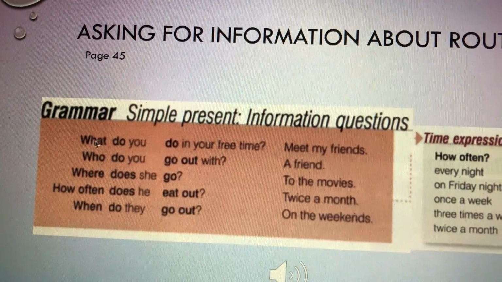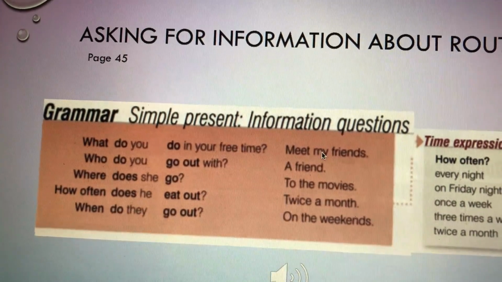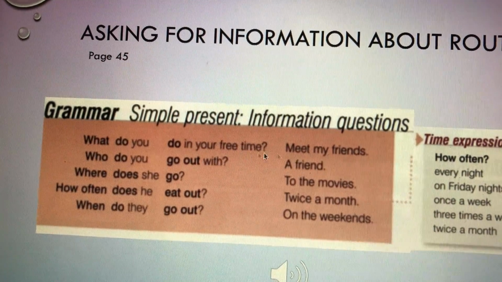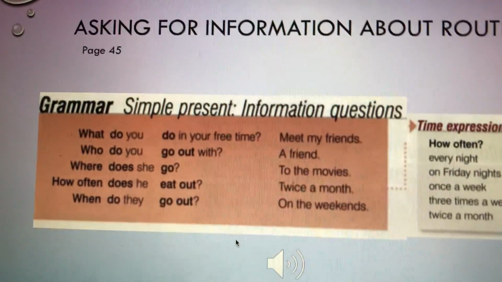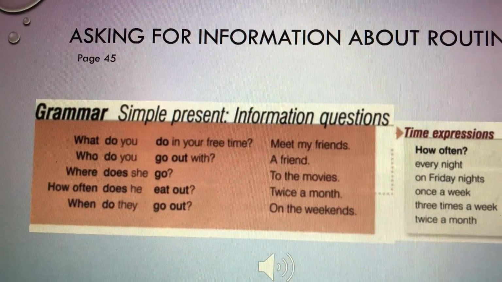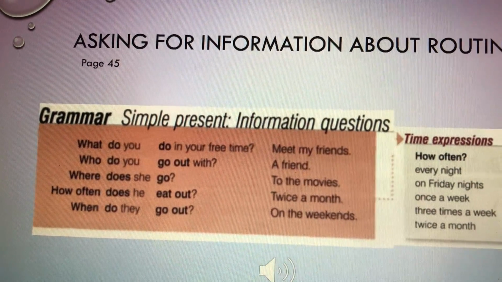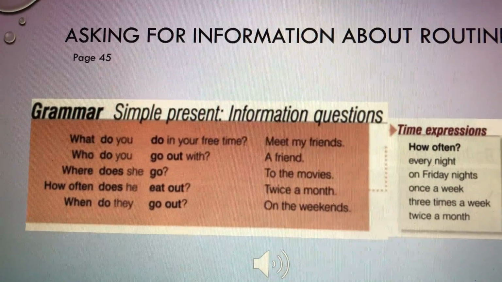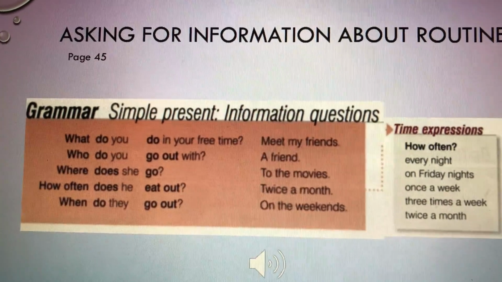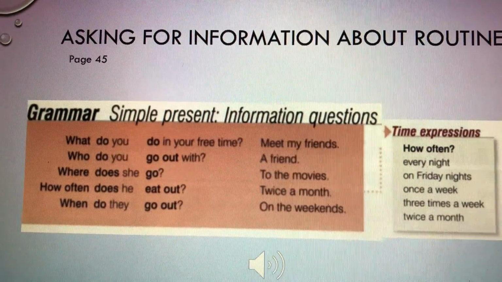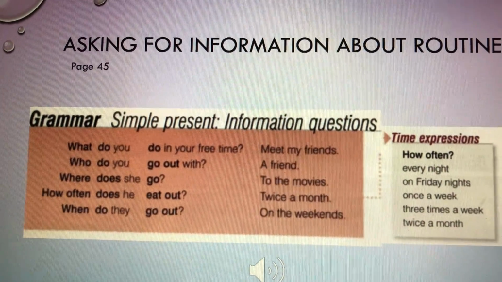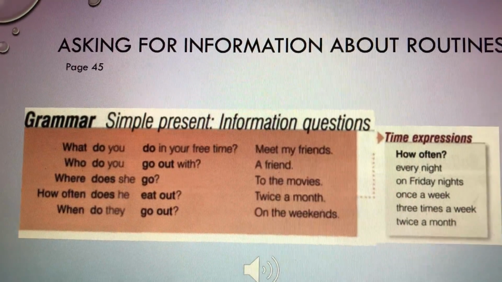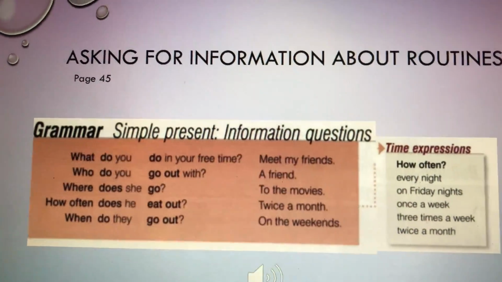The question word is going to be related to the answer that you give. So take a look over there. What do you do in your free time? Meet my friends. Who do you go out with? A friend. Where does she go? To the movies. How often does he eat out? Twice a month. When do they go out? On the weekends. So right there we have, as I said, an information question where you provide the information in the answer.